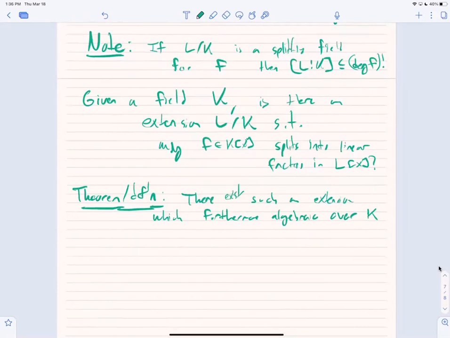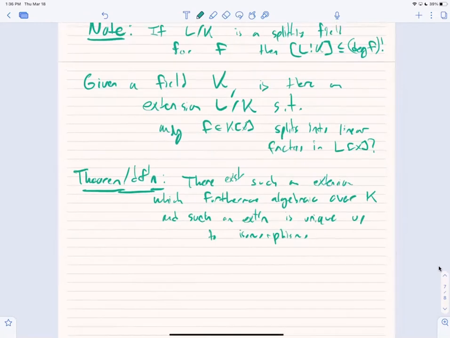And such an extension is unique up to isomorphism. Such an L would be called an algebraic closure. Okay.